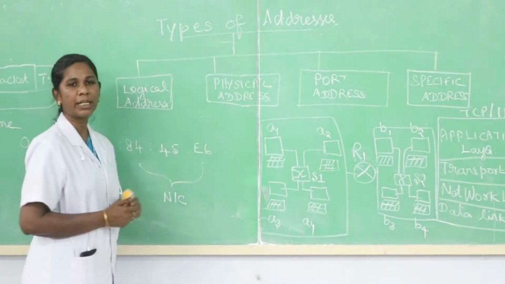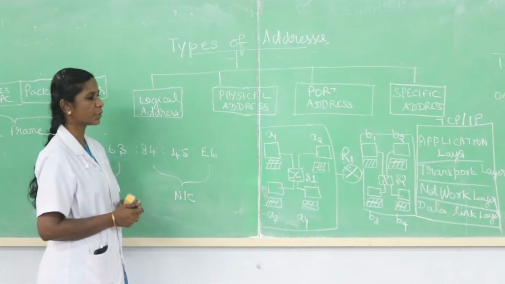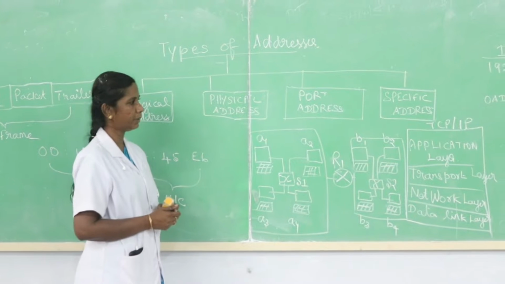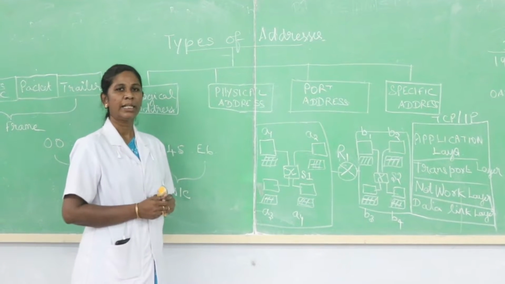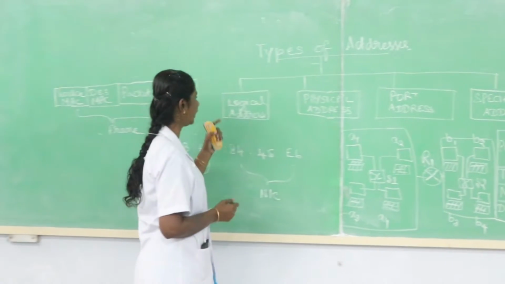The logical address is used at the data link layer, the physical address is used at the network layer, the port address is used at the transport layer and the specific address is used at the application layer. Let us start our discussion one by one. We will start with the logical address.